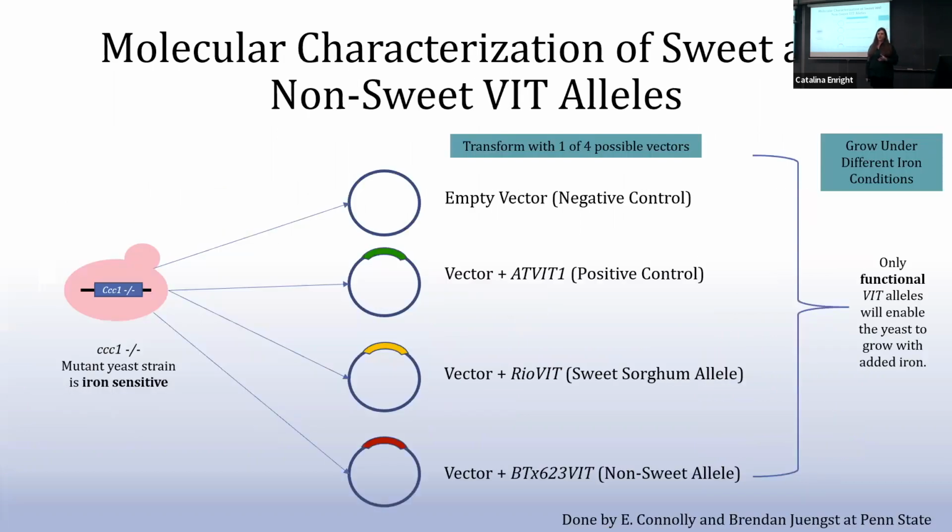And so we had a collaborator at Penn State who helped us with the molecular characterization so that we could see whether or not this really transports iron and whether or not there's a difference in what the sweet and non-sweet alleles were doing. You guys probably understand this better than I do. But what they did was they had a yeast strain that was iron sensitive, so the transporter had been knocked out in it. And they transformed it with an empty vector, the Arabidopsis one that we know exactly what it does, and then the two alleles, the sweet sorghum one and the non-sweet sorghum one. And then you grow it under different iron conditions. The yeast can only survive if it's able to transport iron, because it's got to be able to pump it out.